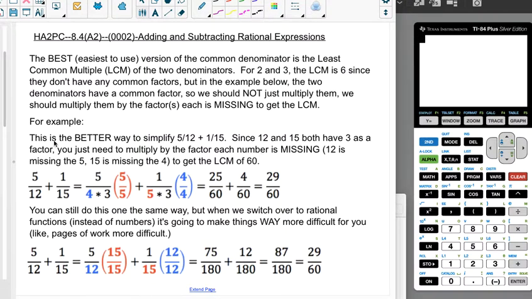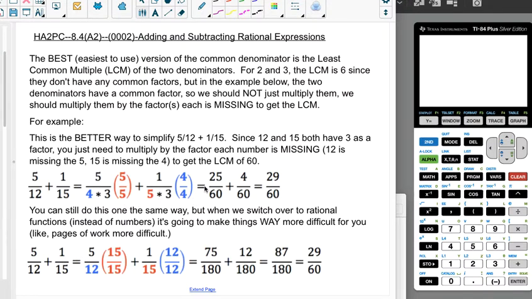So for example, let's say we have 5/12 plus 1/15. So the best option is to look at the factors of 12 and 15. We see that 12 is 3 times 4, and we see that 15 is 3 times 5. They both already have a 3. So what we do is we multiply them by the factor that each one is missing.